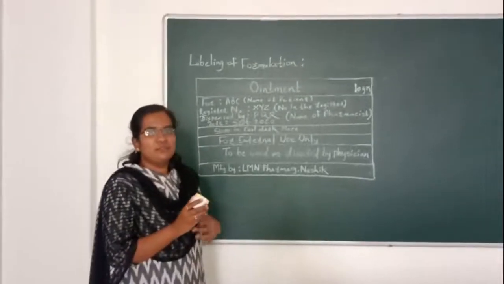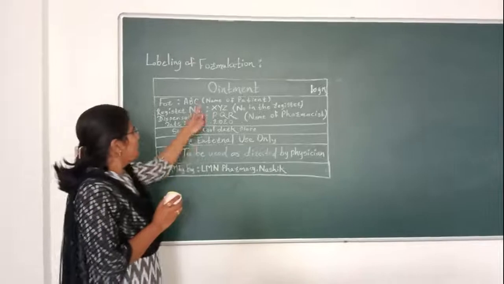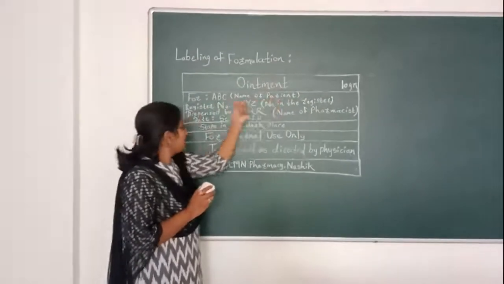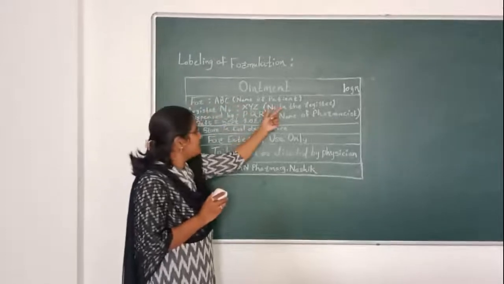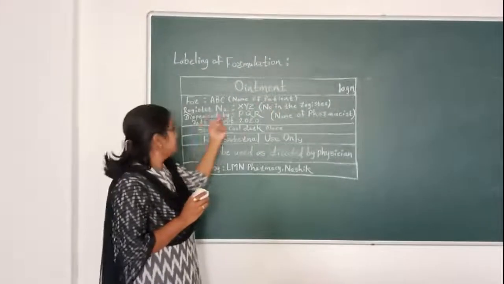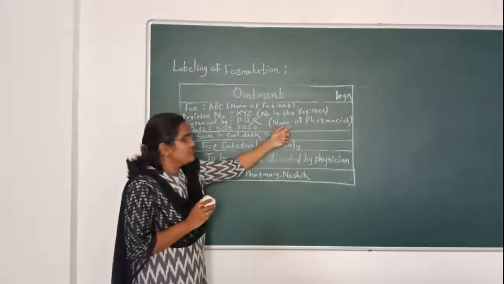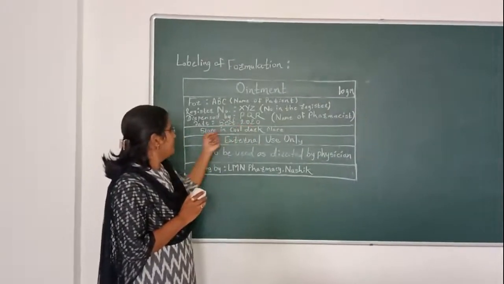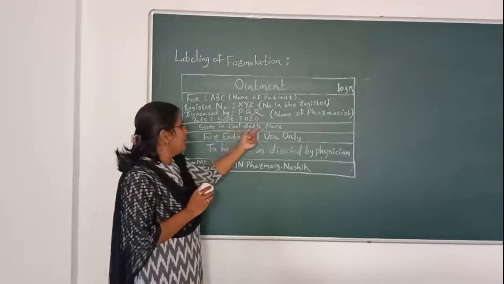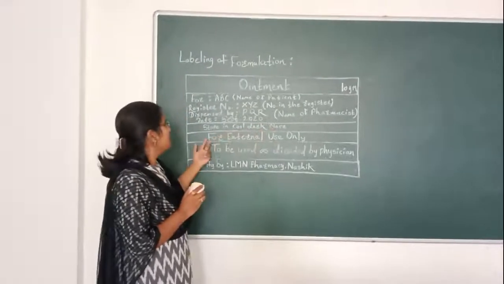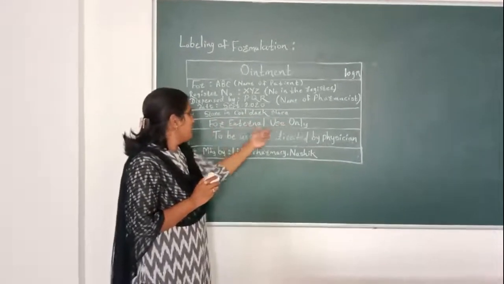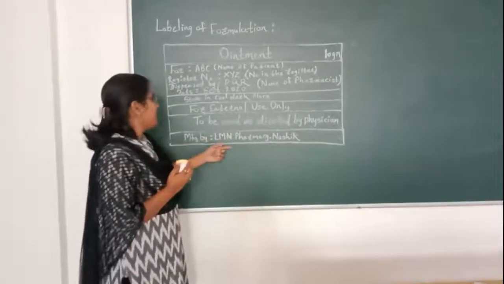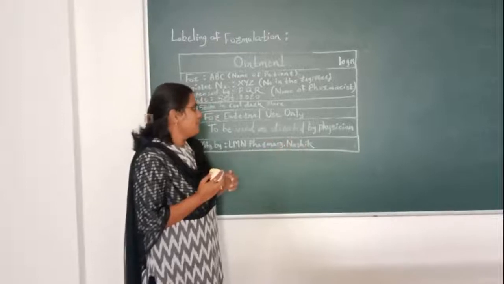So now we will move towards the labeling part. Ointment 10 gram. For ABC, meaning the name of the patient, register number XYZ, which is the number given in the register, dispensed by PQR, meaning the name of the pharmacist, date September 2020, this is the manufacturing date, store in a cool and dark place, this is the storage condition. For external use only, to be used as directed by physician, manufactured by Elegant Farms in Nashik. Result.